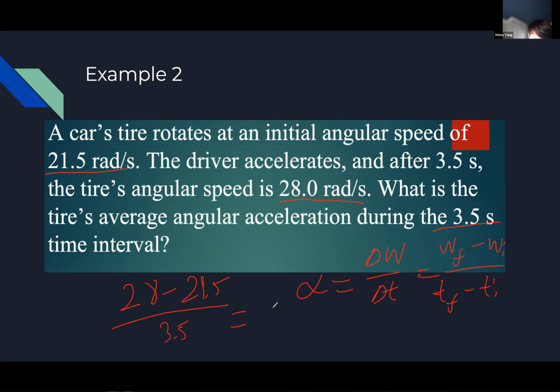and you get 6.5 divided by 3.5, which is just, answer be 1.86 rads per second squared.